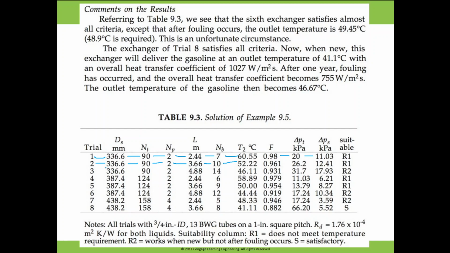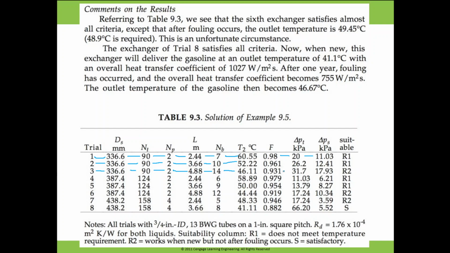Okay, then what next? What can we do next? We can further increase the length, because we have three length options: 2.44, 3.66 and 4.88. Now we are choosing the 4.88 length, and the number of baffles changes accordingly, and this time we are getting the temperature 46.11, which is meeting our requirement. Our requirement was to cool from 93 to 48, but this is cooling a little more, 46.11. Okay, so this is our acceptable solution.